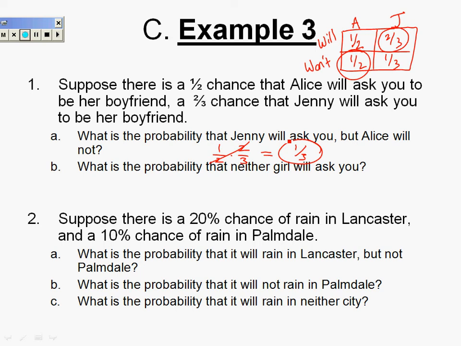Part B is asking, what's the probability that neither girl will ask you? Well, that means we have to look at Alice not asking us and Jenny not asking us. So what's the probability that Alice won't ask us? So 1/2 chance that she won't. And what's the probability that Jenny won't ask us? 1/3. And the probability of those happening together is 1/6. Multiply straight across. 1 times 1 is 1. 2 times 3 is 6. Okay?